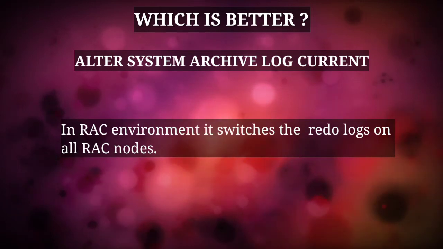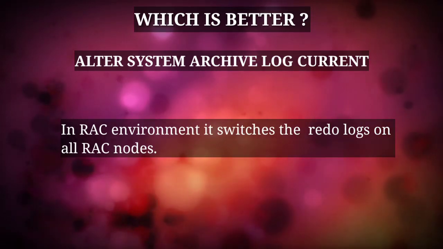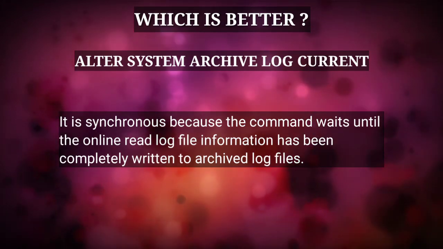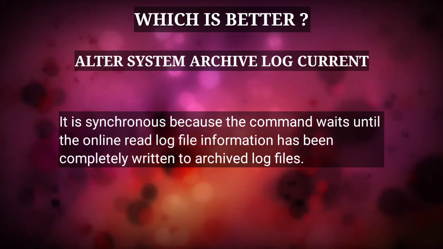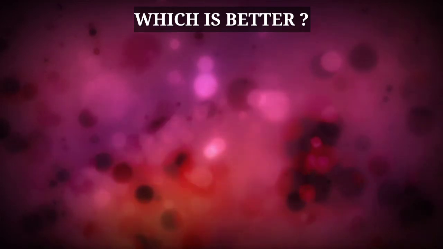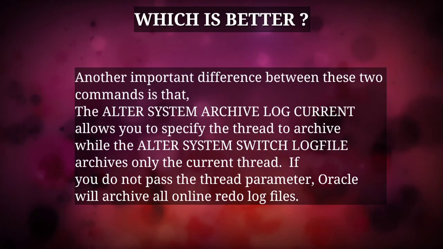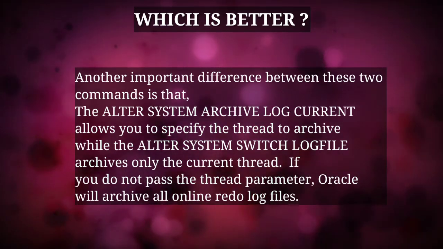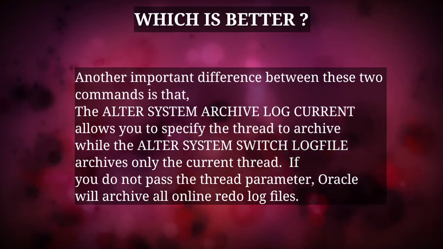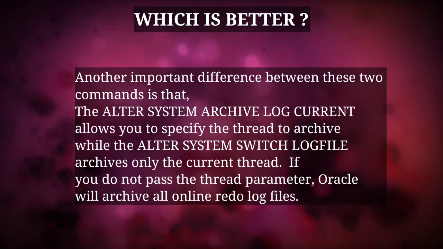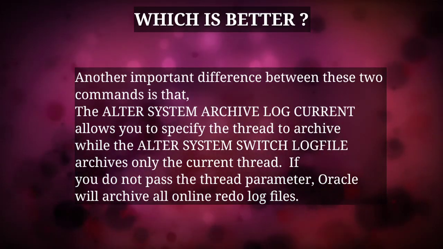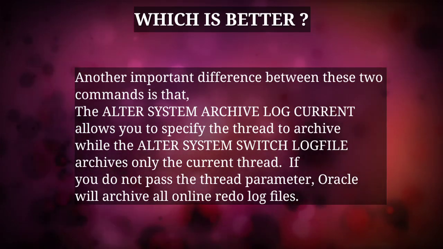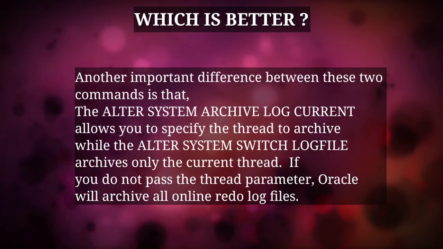In a RAC environment, it switches the redo logs on all RAC nodes. It is synchronous because the command waits until the online redo log file information has been completely written to the archive log files. Another important difference between these two commands is that the alter system archive log current allows you to specify the thread to archive, while the alter system switch logfile archives only the current thread. If you do not pass the thread parameter, Oracle will archive all online redo log files in the case of the alter system archive log current command.